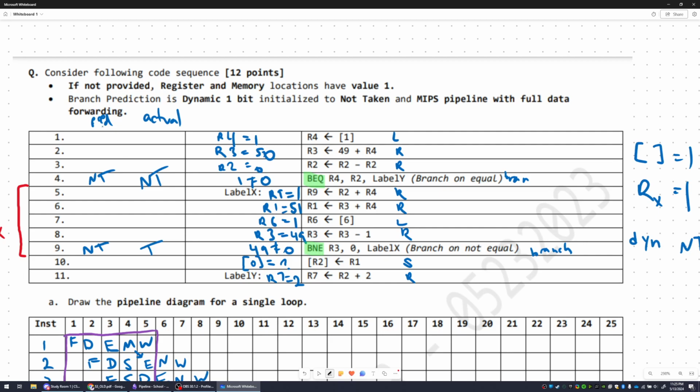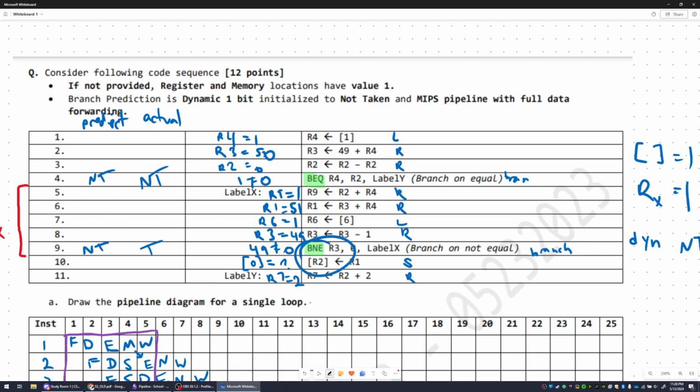Initially, we predict not taken, right? What was the reality? Not taken, right? Because this is on an equal. Is it equal? No. So we don't take it in reality. So this stays the same. Our prediction stays as not taken for the next branch.